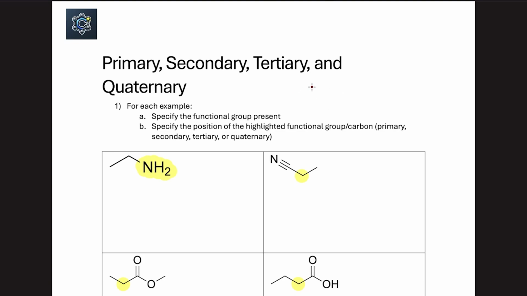Now, in this video, what we're going to do is specify what functional group is present and categorize the position of the highlighted functional group or the carbon. Let's remind ourselves what the rules are.